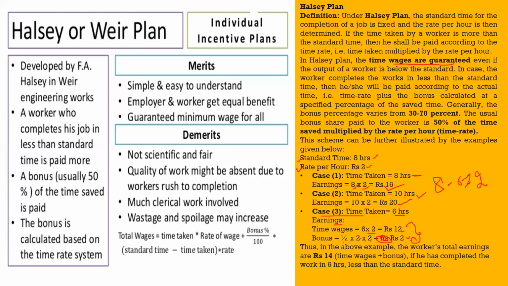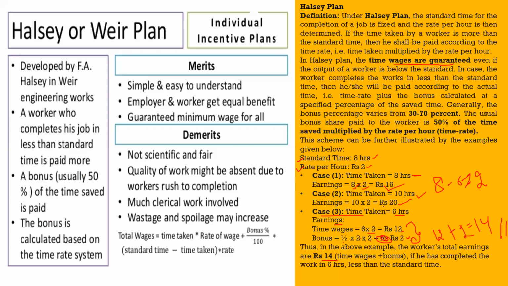So you may be thinking, here the person is receiving 14 rupees, what do you think? Is it a good amount or a bad amount? The total of 12 plus 2 is 14, right? Whether it is a good amount or a bad amount, actually this is a good amount, when you compare it to case 2 or case 3.